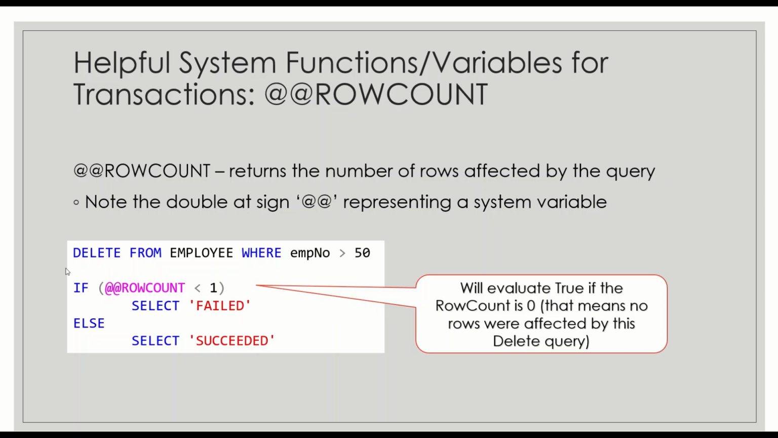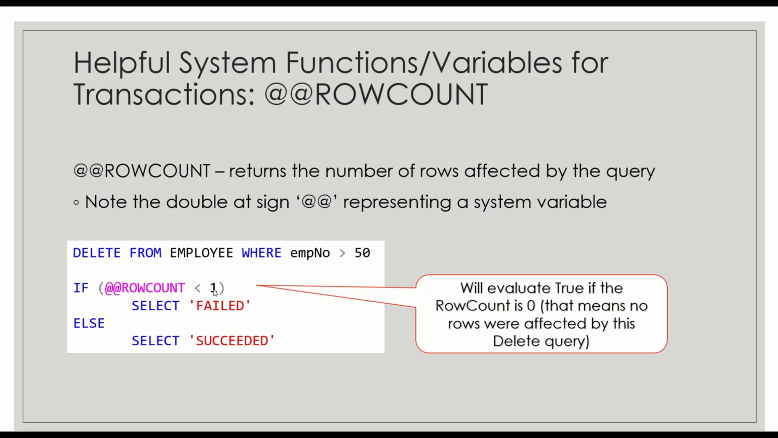So in this example, we can see that there is a delete action query here. It says delete from employee where emp no is greater than 50. Now, in this particular example, you can see there's an if else. We're going to learn more about those in an upcoming video as well. But for now, we're going to focus on the condition of the if statement where it says if @@ROWCOUNT is less than 1. So row count is telling us how many rows were affected.